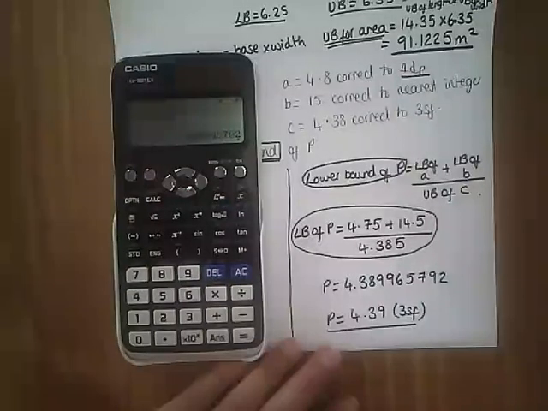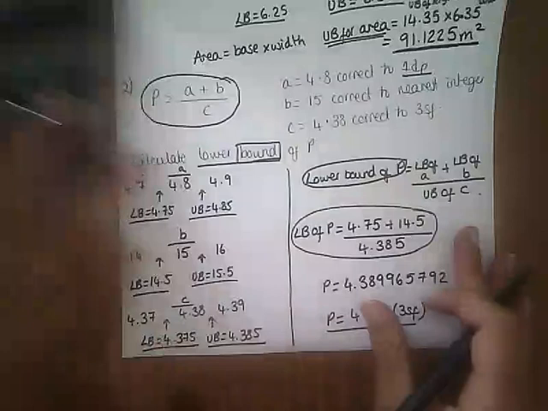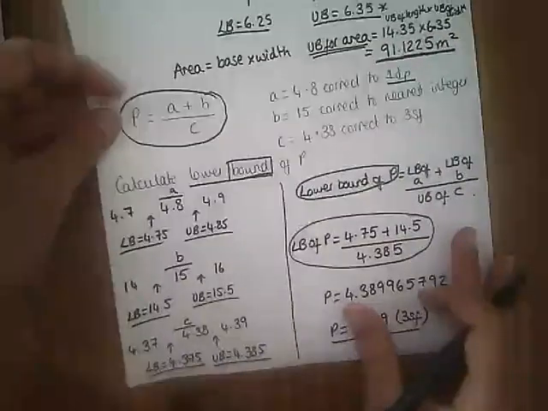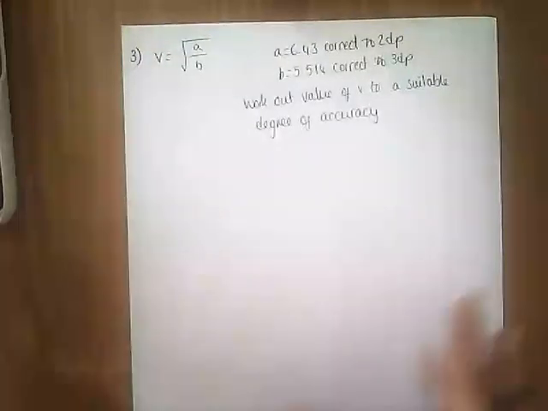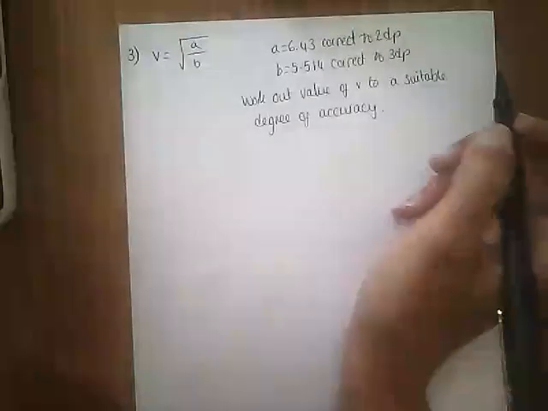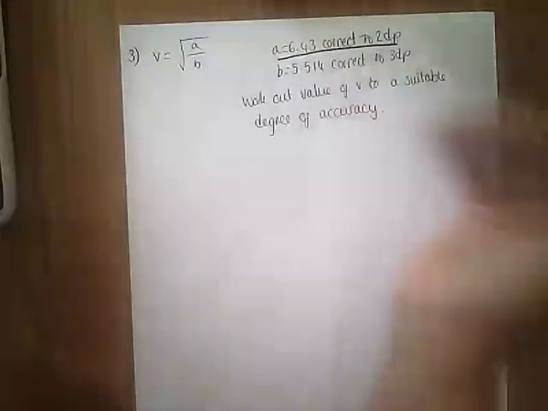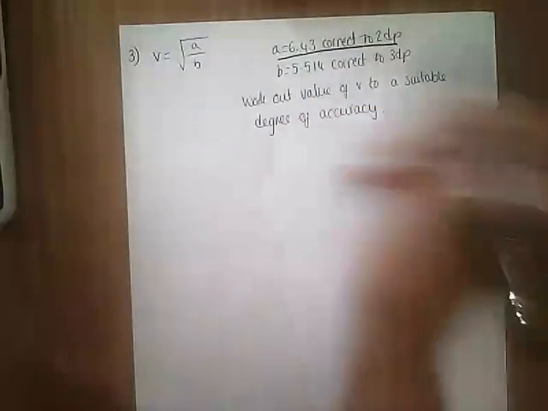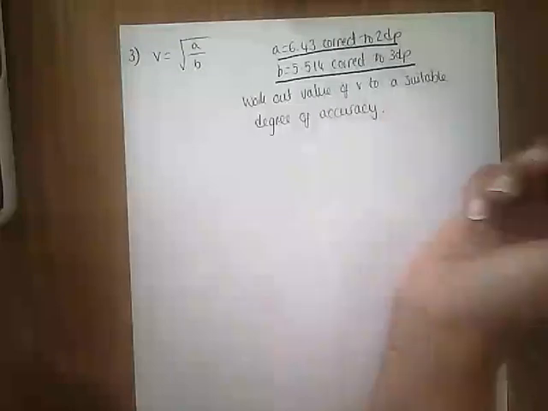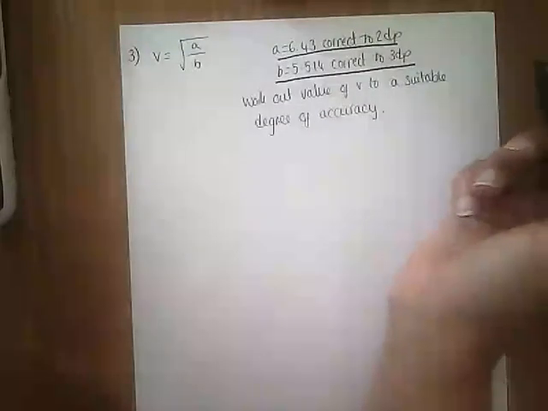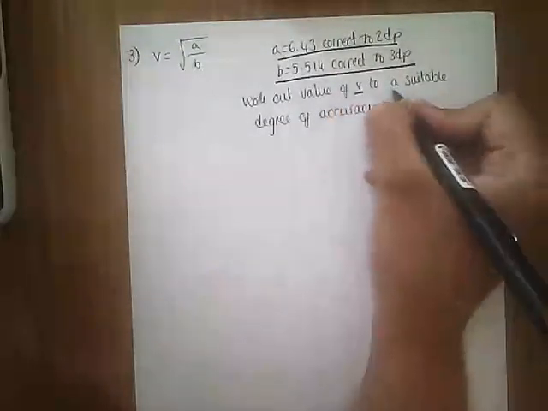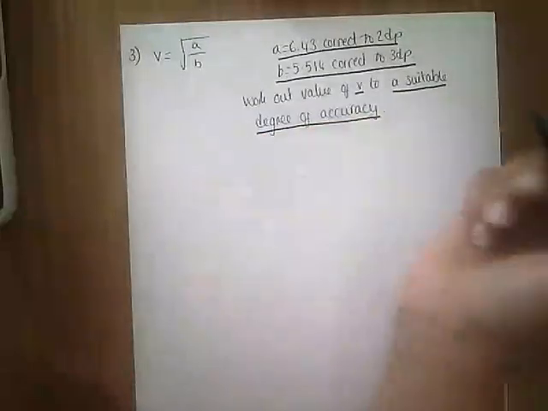Right, now this is going to be the hardest one. Are you ready? Here we go, this is an exam question. So, V is the square root of A over B. A is 6.43 correct to 2 decimal places. And B is 5.514 correct to 3 decimal places. Work out the value of V to a suitable degree of accuracy.